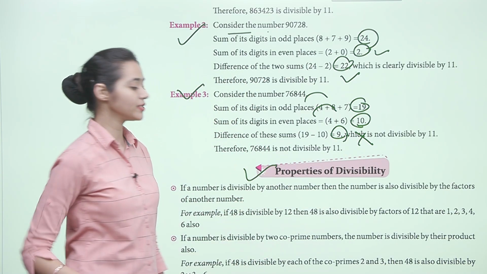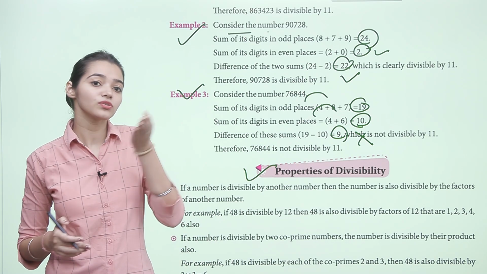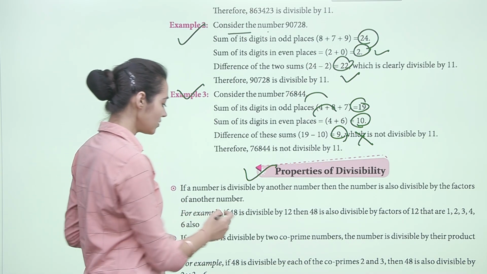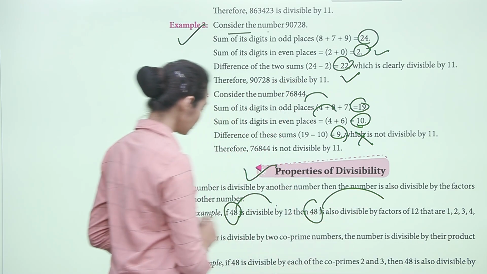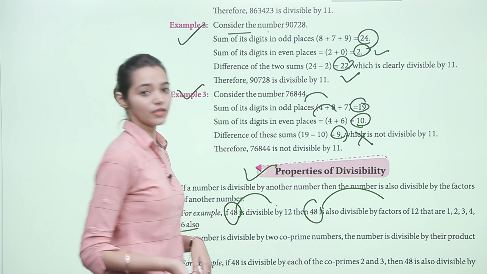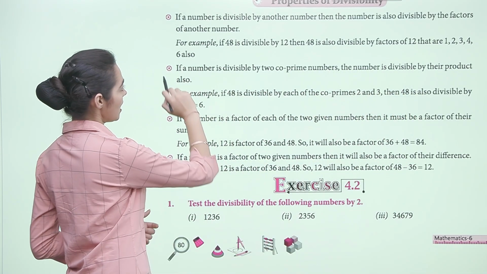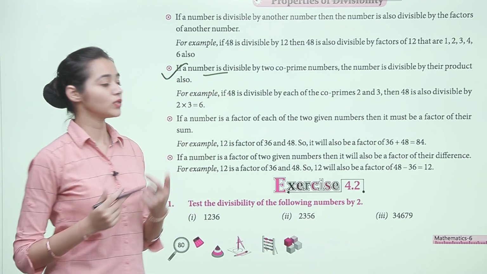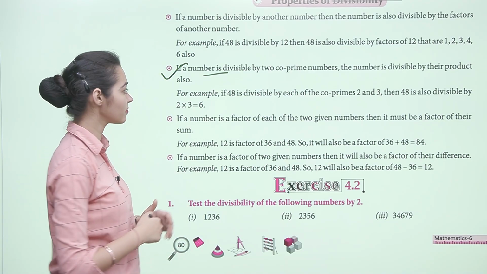Now let's look at the properties of divisibility. If a number is divisible by another number, then it is also divisible by the factors of that number. For example, 48 is divisible by 12, so 48 is also divisible by 1, 2, 3, 4, 6 also. Now next is, if a number is divisible by two co-prime numbers 3 and 2, then 48 is also divisible by 6.